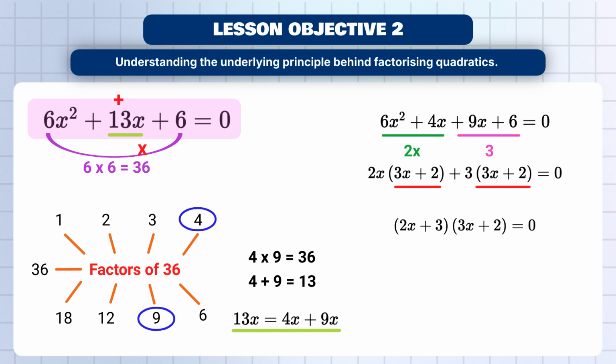Next, we set each factor to 0 and solve for x. 2x plus 3 equals 0, or 3x plus 2 equals 0. Therefore, x equals minus 3 over 2, or minus 2 over 3.